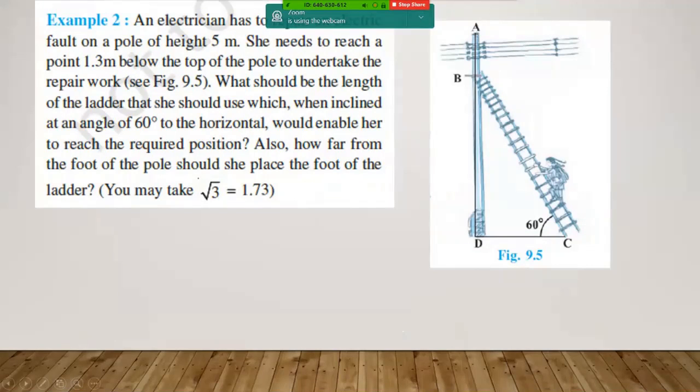An electrician has to repair an electric fault on a pole. The pole is 5 meter high. That is AD is 5 meter high. She needs to reach a point 1.3 meter below the top. So the whole pole means what? A to D is given to us. So here you have to understand the sum. A to D is the whole pole, which is 5 meter high, but she has to reach point B. So what is the value of BD at the moment?